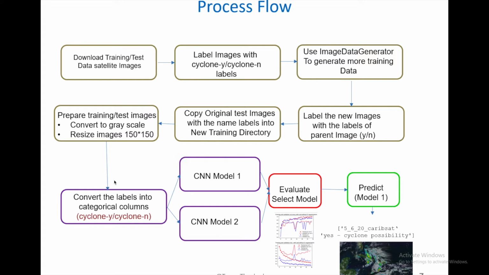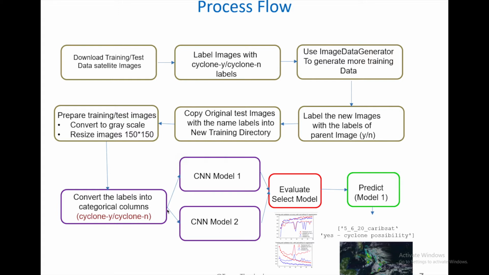Once they were converted into the new set, labels were converted into categorical columns, cyclone Y and cyclone N, and were given the label indexes of 1 and 2. For each image, it had a label which was a categorical value of 1 and 2 based on the label name, whether it had a prefix of cyclone Y or cyclone N.